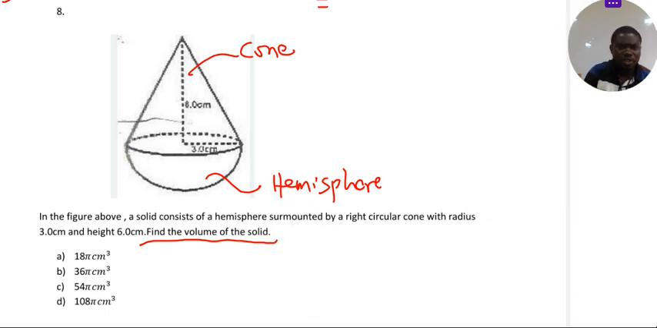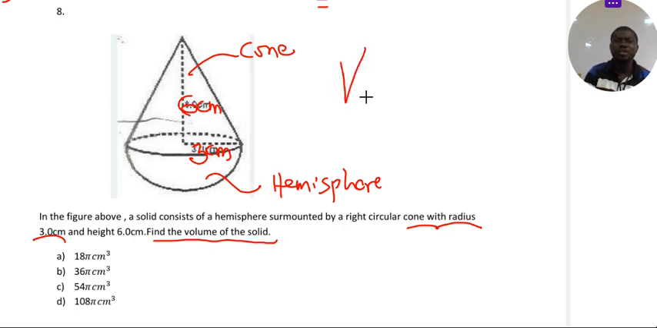Let's identify their parameters. For the cone, the height of the cone is 6, as you can see here. Then the cone has a base radius of 3 centimeters. Now, since this is a composite solid, the base radius of the cone will serve as the radius of the hemisphere. Very important. Find the volume of the composite solid.